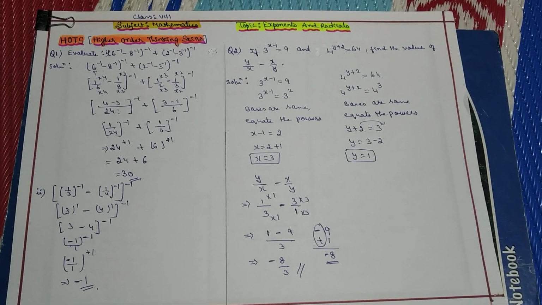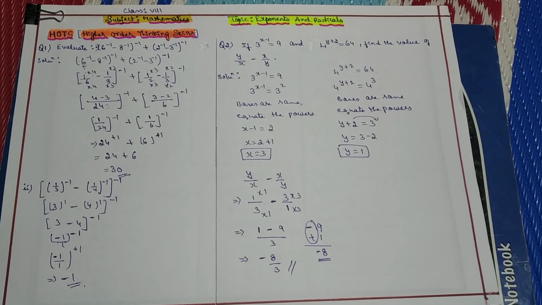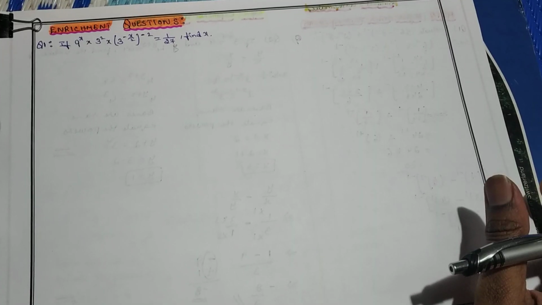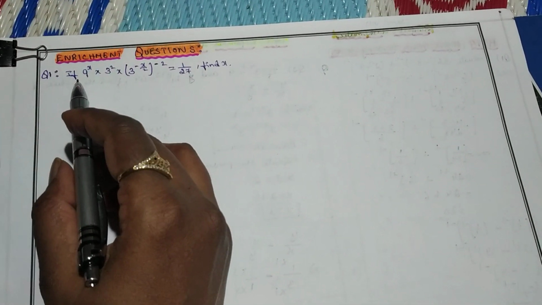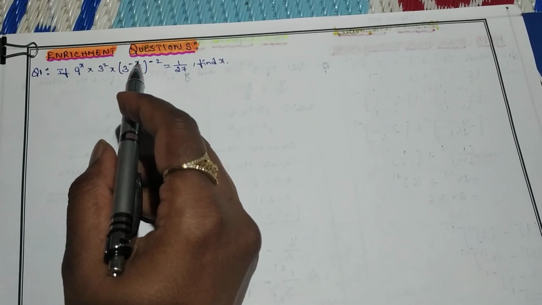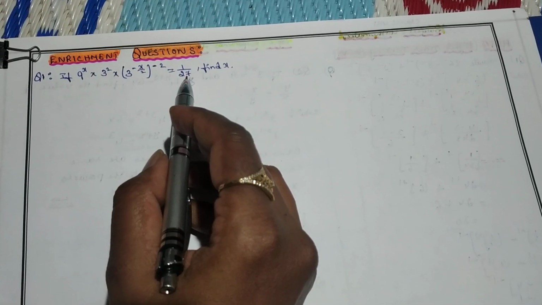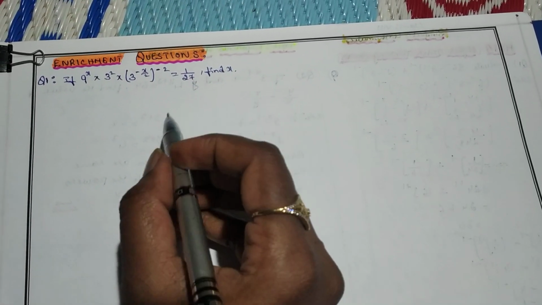So this is how we need to solve the second question from the HOTS. Now let me move to enrichment question solving. Enrichment questions. In question 1, if 9 power x into 3 power 2 into 3 power minus x by 2 whole power minus 2 equals 1 by 27, then find the value of x.